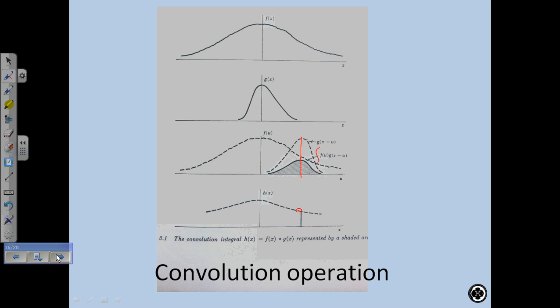Then you go back and do it again. Now you change your u, so this curve is shifted this way just a little bit. You multiply them again and integrate, and now you get another point right there. As you're doing this, you're building this new curve.